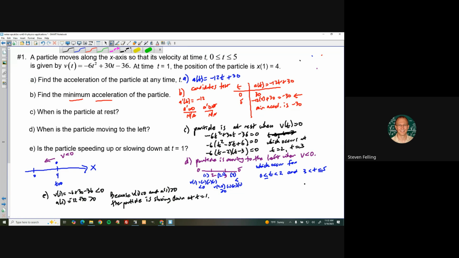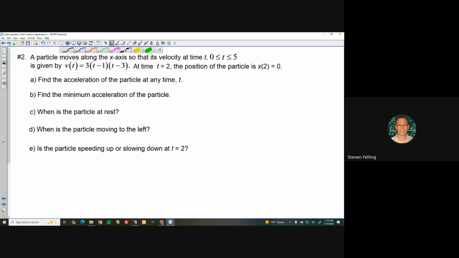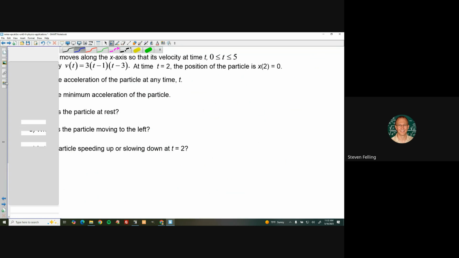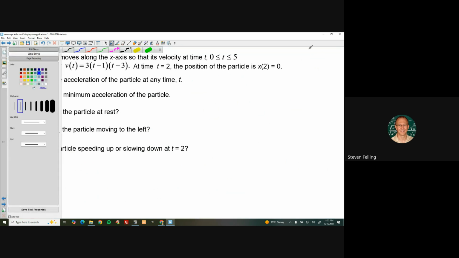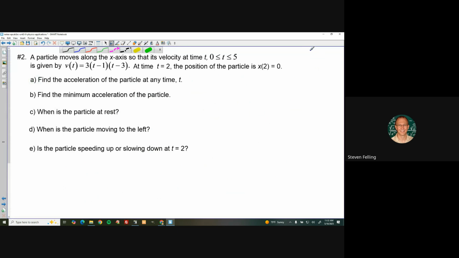Let's take a look at another example, very similar. Definitely try pausing the video and solving this first, and then unpause and see how you did. All right, so first we have got a velocity function given. At time t equals 0, the position is 0. Find the acceleration of the particle at any time t.